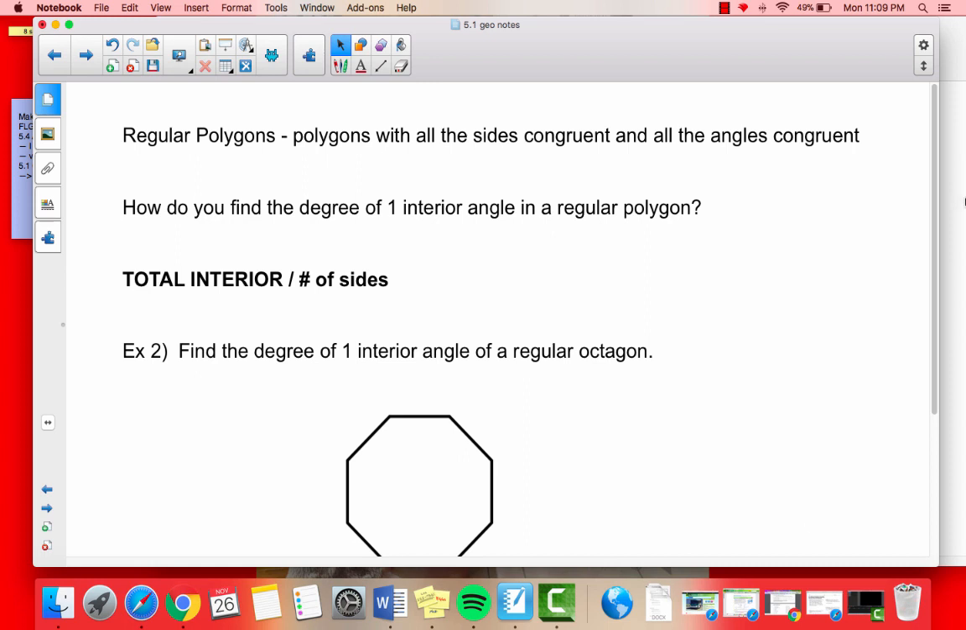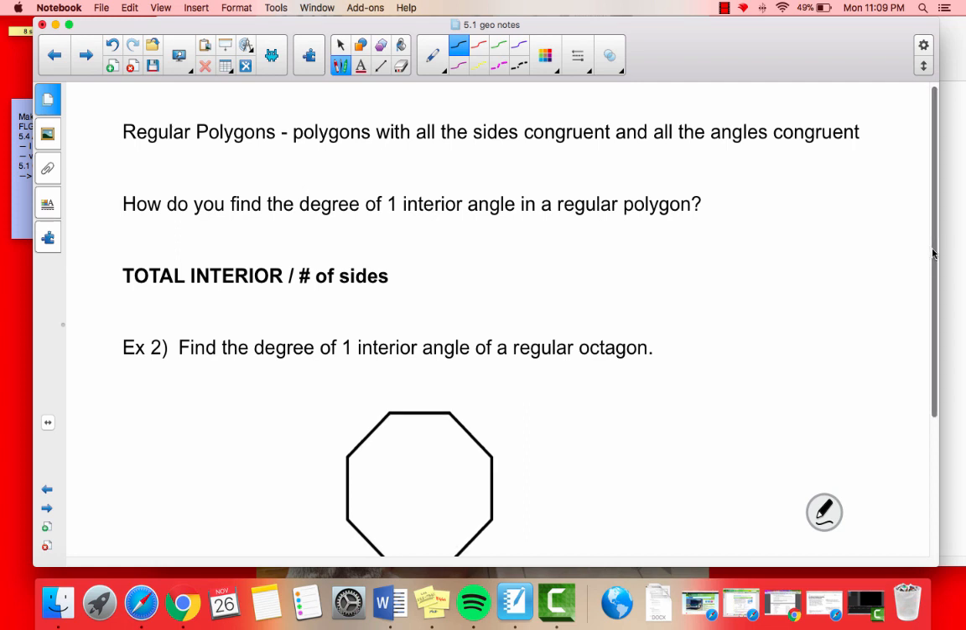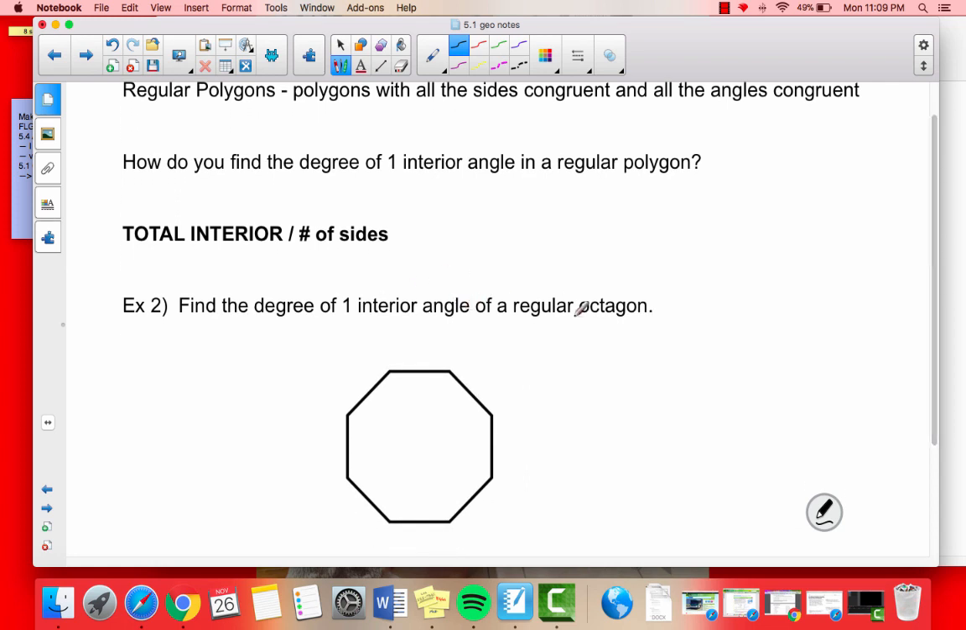So example 2 here says find the degree of one interior angle of this regular octagon. So the key here is you've got to know what an octagon is. It's an 8-sided figure. So that means n is going to be 8. And then we just want to find one angle measure. So I'm just looking for the one I marked here in my image. And to do that, I need to know my total interior measure.